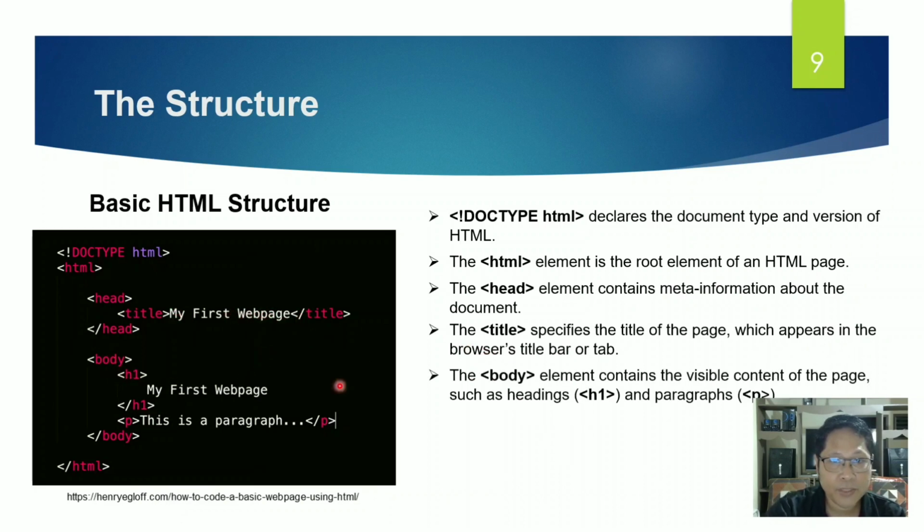Next we have the body. The body element contains the visible content of the page, such as headings, the H1, and paragraphs. We have here the H1 and we also have the paragraph element. This is a paragraph, and the H1 here is my first web page. These two are the ones you can see inside a web page.